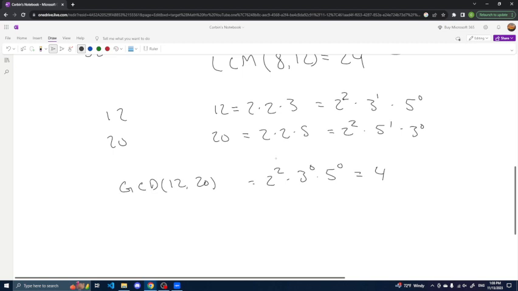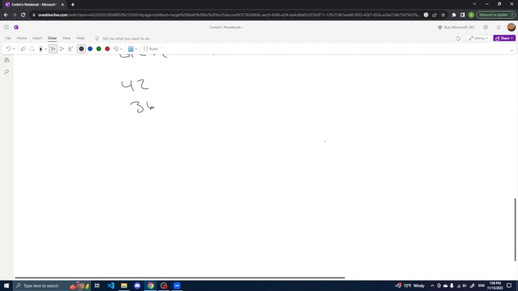So something like 42 and 36. We start by doing our prime factorizations again. So 42 breaks down into 2 and 21, which breaks down into 3 and 7. And so 42 would be equal to 2 times 3 times 7. And 36 is 6 times 6, which breaks into 2 times 3 and 2 times 3. So 2 squared times 3 squared.